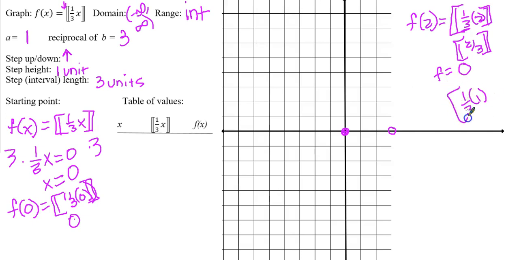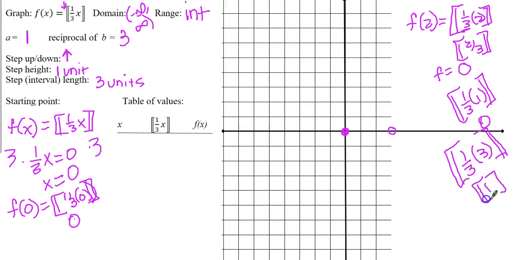1/3 times 1? 1/3. What's that round down to? 0. But if I plug in a 3, 1/3 times 3. What's 1/3 of 3? 1. What's the greatest integer of 1? So at exactly 3, my integer jumps to the next one up. So there's the reasoning behind why my interval is 3 units long.